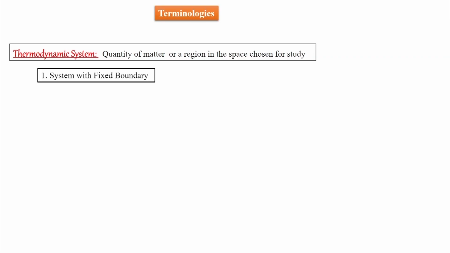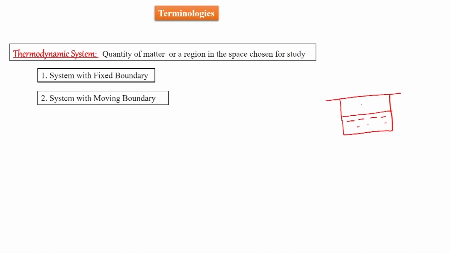Then we have a few types of systems, which we define based upon the boundary of the system. First, a system with fixed boundary. Let us consider a pot in which we have water and we have kept a lid on the pot. This is a system which has air plus water, and it is fixed with the boundary. So, this is called a system with fixed boundary.